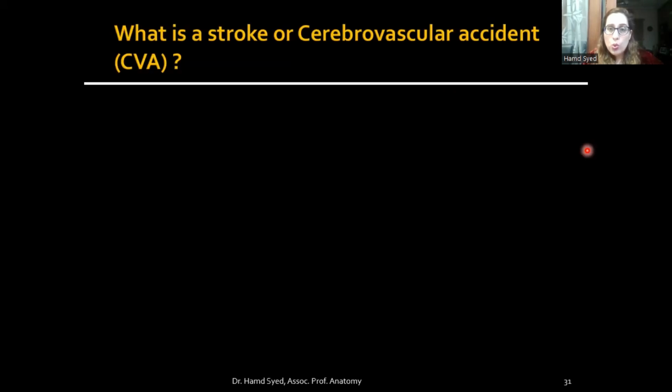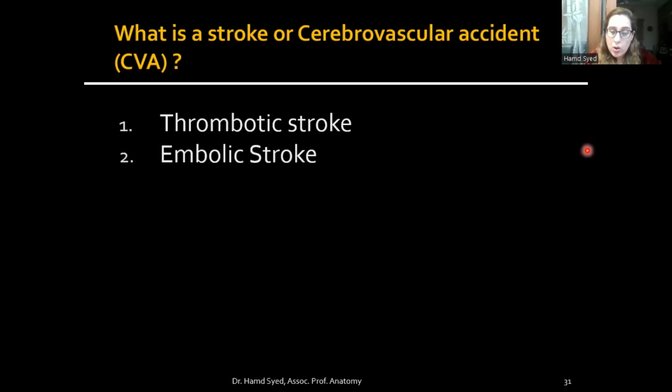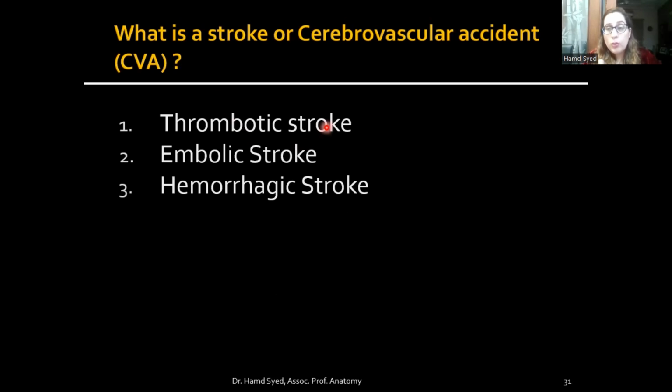So what is a stroke? Also known as the cerebrovascular accident. Cerebrovascular accident can be either a thrombotic stroke or an embolic stroke, or it can be a hemorrhagic stroke. Now, thrombotic stroke happens when there is some narrowing in the artery at that particular location, and that causes the obstruction to the blood supply or blood flow to a particular area of the brain.